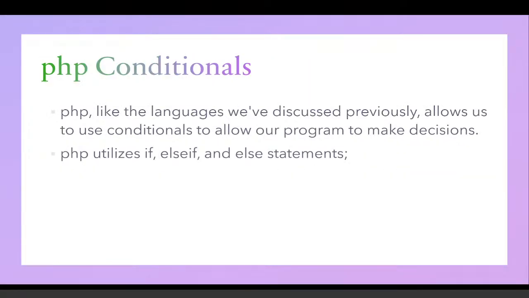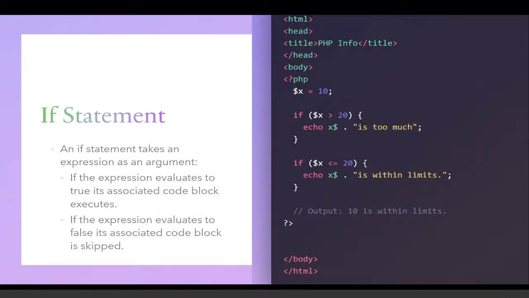So now let's look at some PHP conditionals. PHP, like the languages that we've kind of discussed previously, allows us to use conditionals to allow our program to make decisions. And PHP utilizes if and else statements. Right? So for example, we've looked at if statements before. An if statement takes an expression as an argument. If the expression evaluates to true, it'll run the code that's associated in that block. If it evaluates to false, it'll skip its associated code.